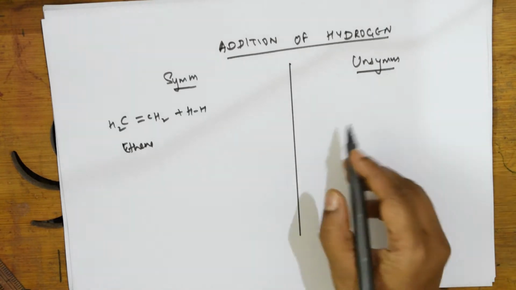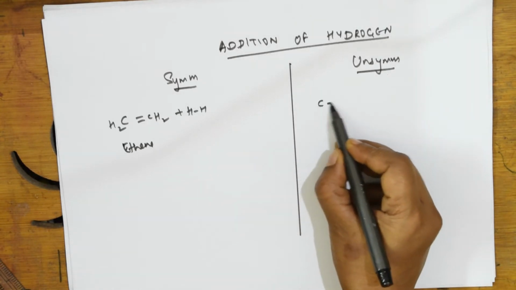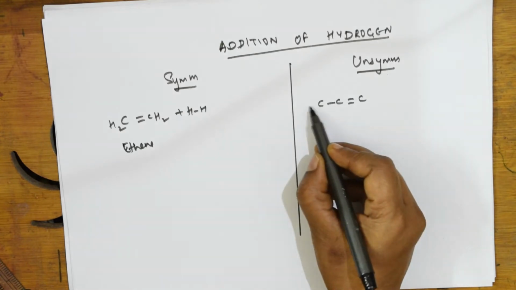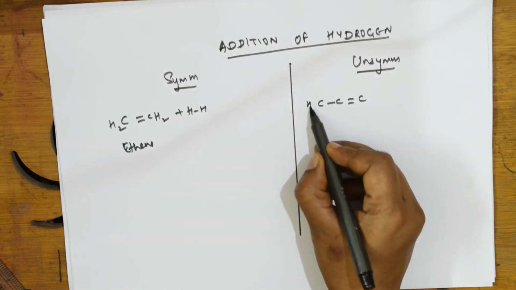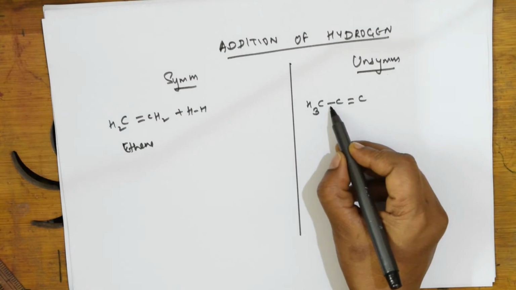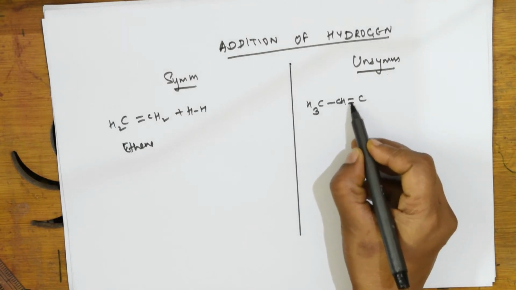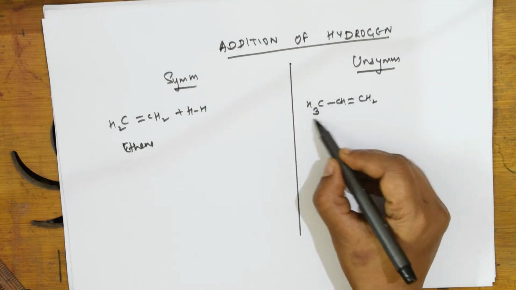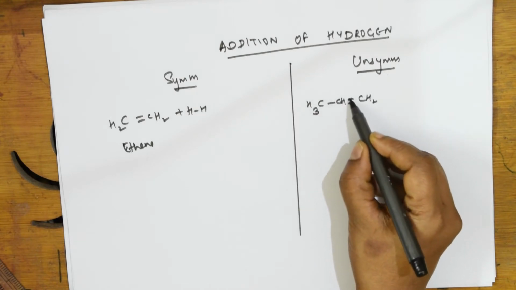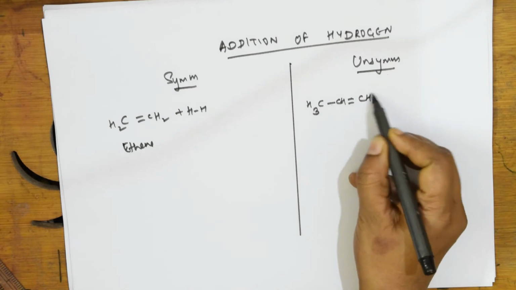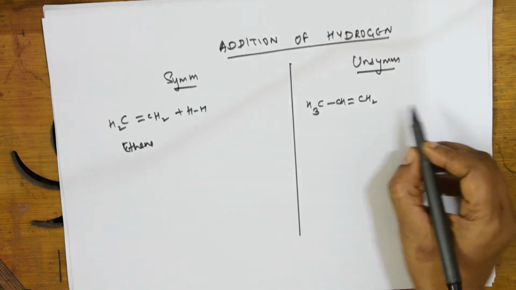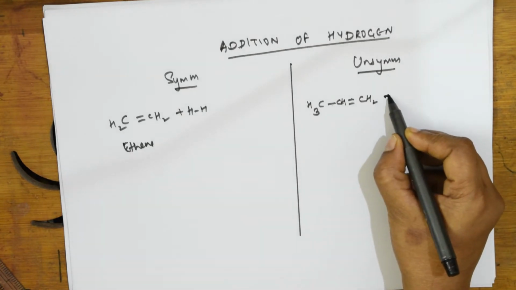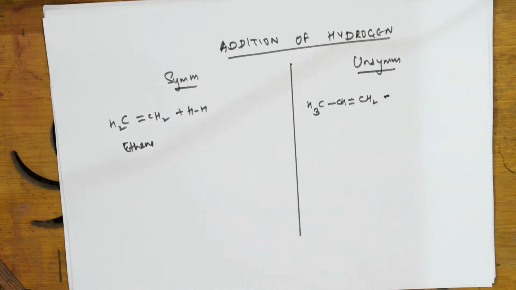Here, for the unsymmetrical alkene, I'm going to take propene, 1, 2, double bond 3, and fill in hydrogens. This carbon has already 1 bond, so this becomes CH3. This has 1, 2, 3 and 1 H. This has 2. Total around carbon should be 4 hydrogens: 3 plus 1, 4. 2 plus 2, 4. Done. So here I'm going to again add hydrogen to this.